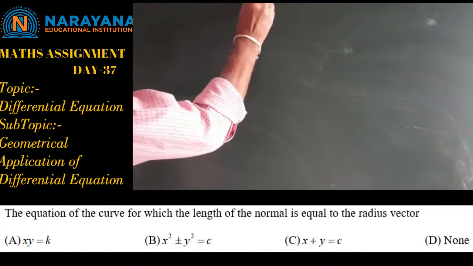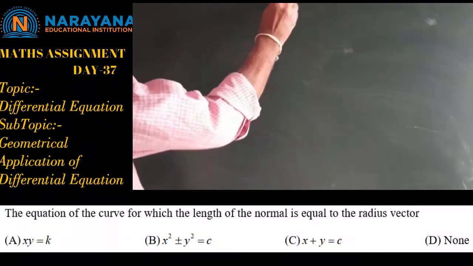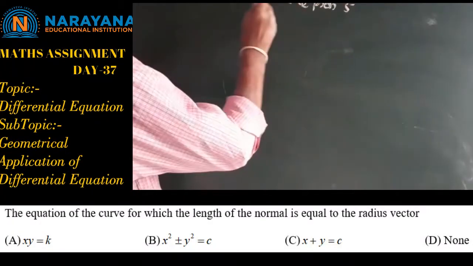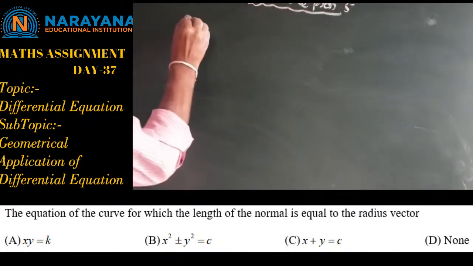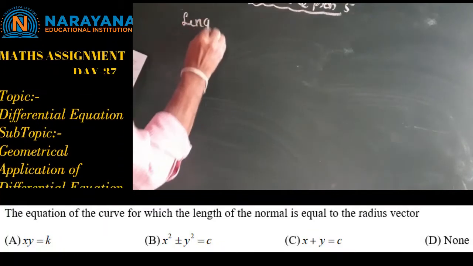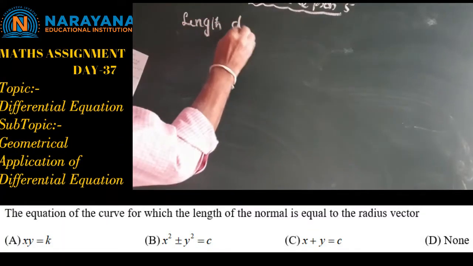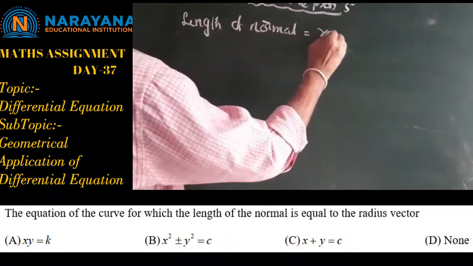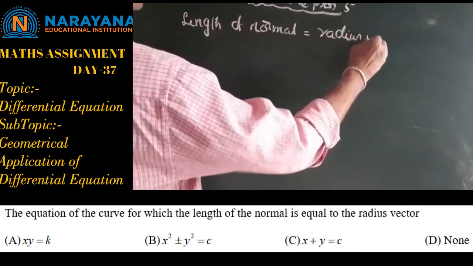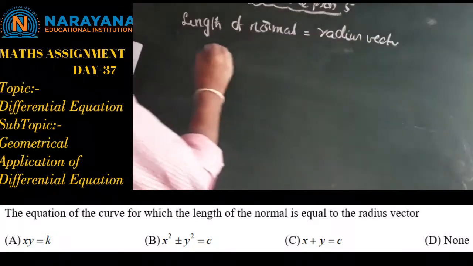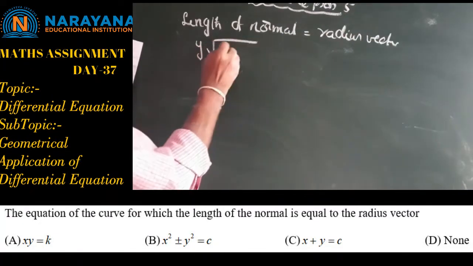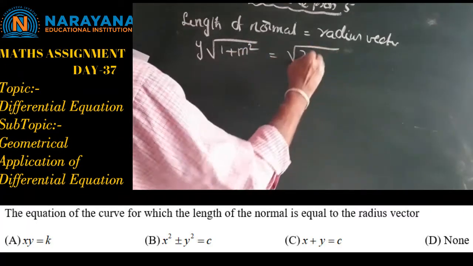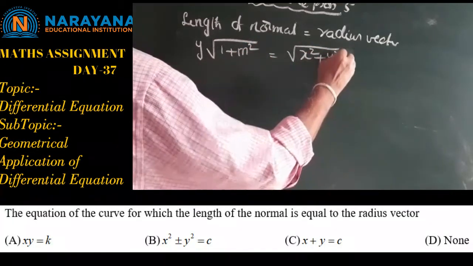Solution to problem number 5. It is given that the length of the normal is equal to the radius vector. So the length of the normal is given by y into root of 1 plus m square. The radius vector is given by root over x square plus y square.